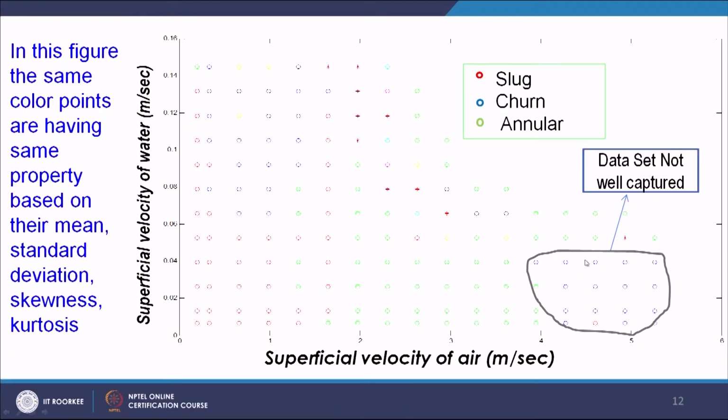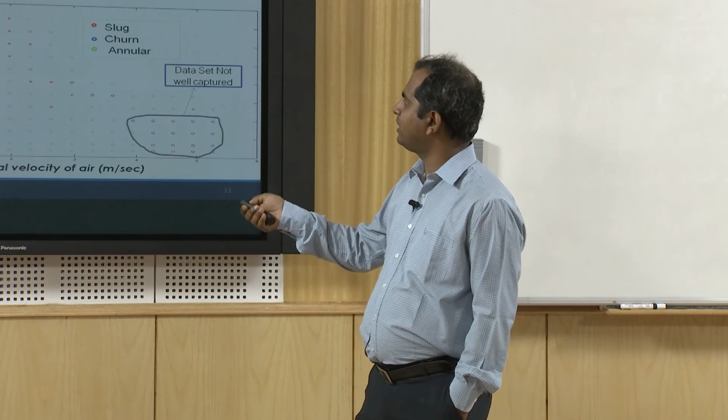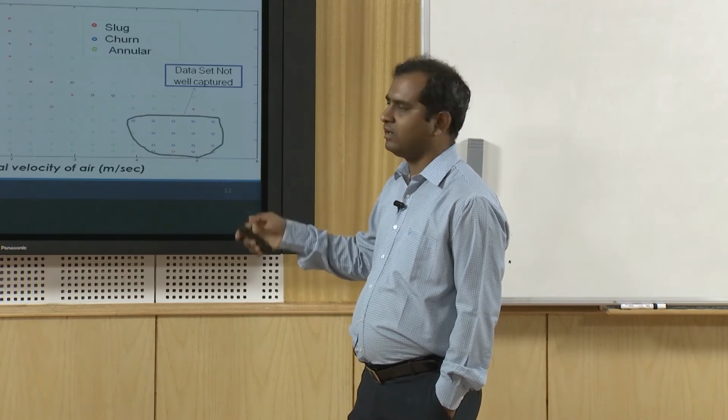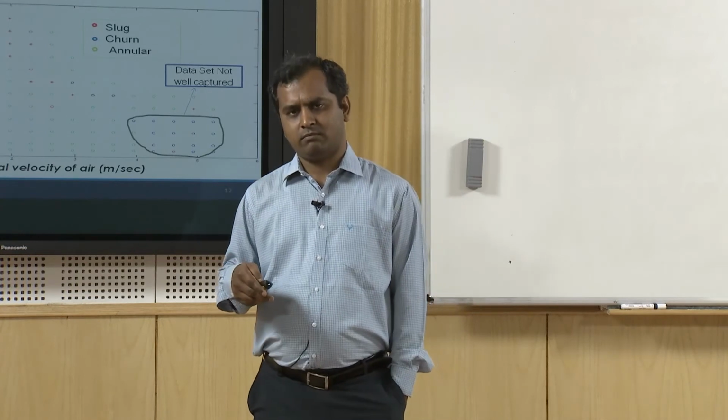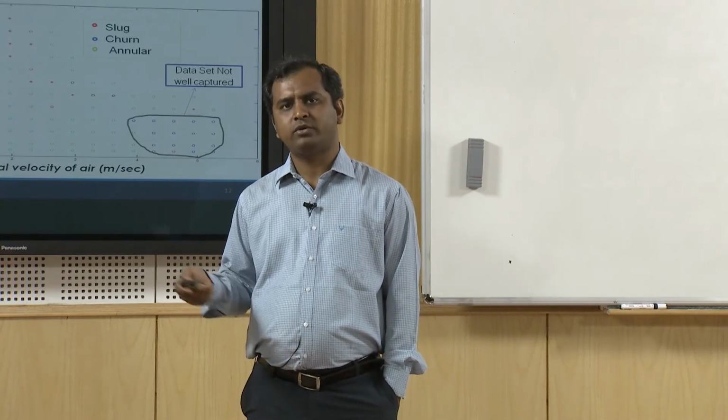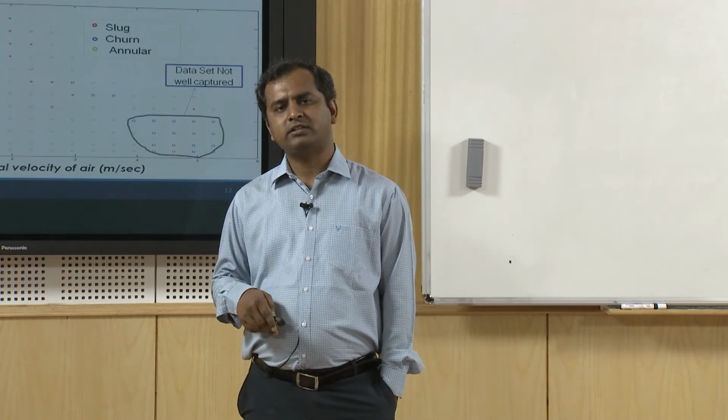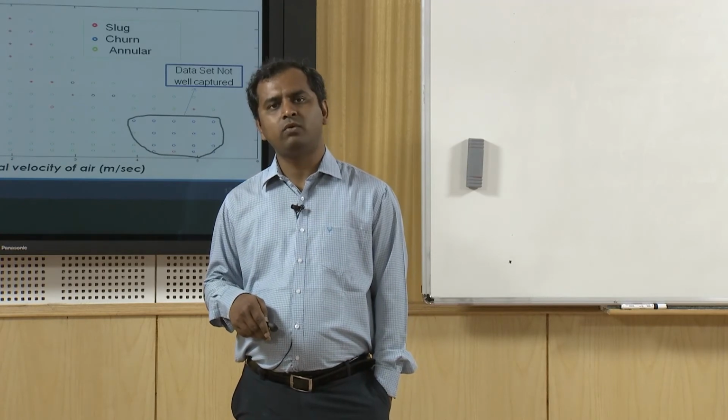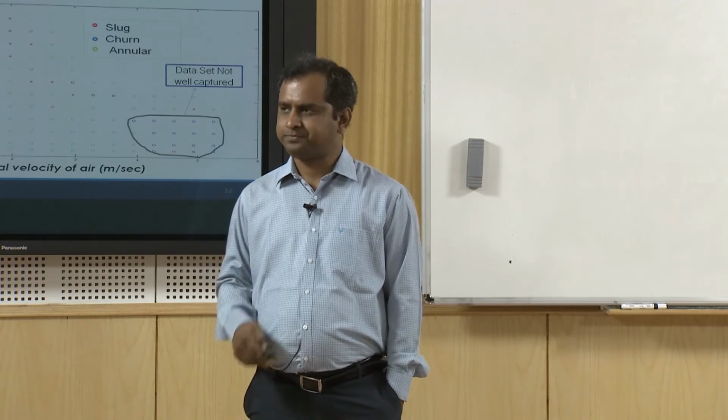But there are some limitations of this type of technique also. Some points at higher velocities will not come into these clusters. A typical example is here, where you can see a mixed kind of pattern. But if you train it well with a larger number of data set points, you will find that this technique will be very helpful for flow regime identification.